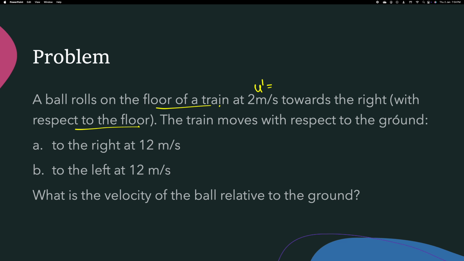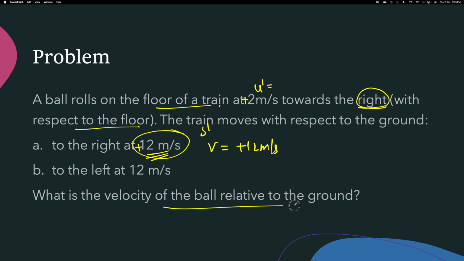Now the train moves with respect to the ground to the right at speed of 12 meters per second, right? So if I assume right as positive, then this speed should also be positive because this is also to the right. The train moves with respect to the ground. Train is your S prime. So speed of the moving frame, which is train here, is represented with the letter V, which is plus 12 meters per second. Now the question is, what is the velocity of the ball relative to the ground? So ball relative to the ground is nothing but u. You have to find out.